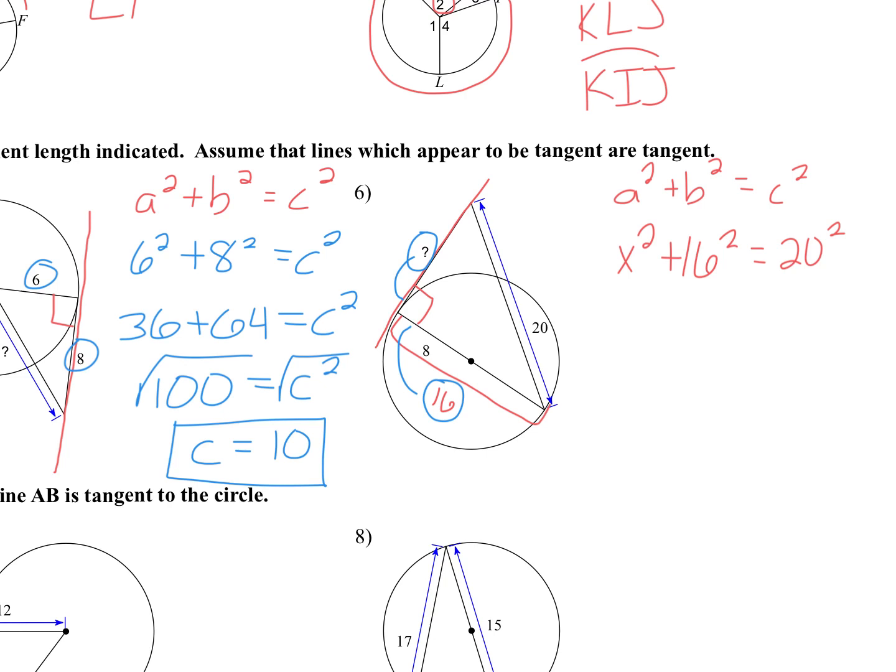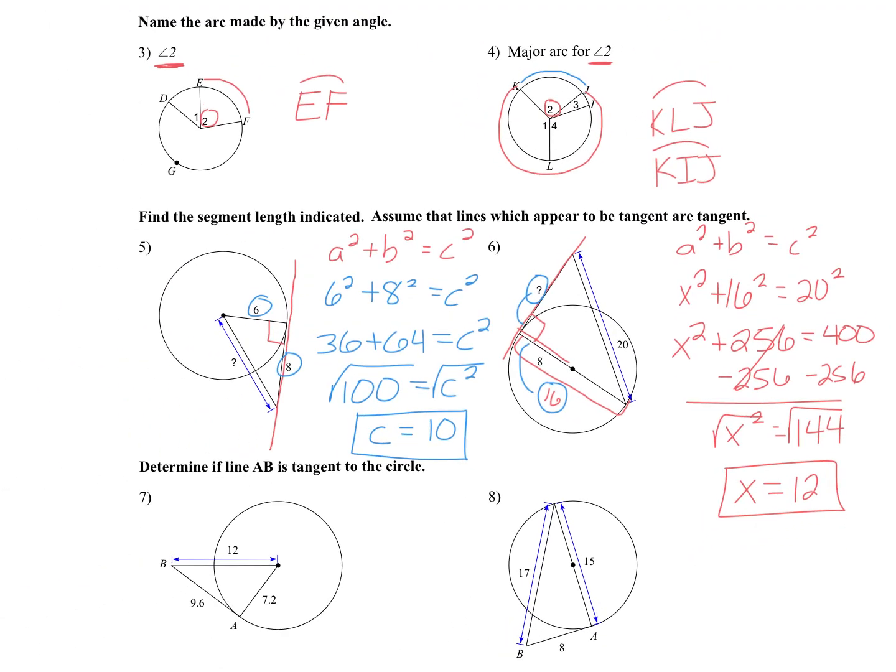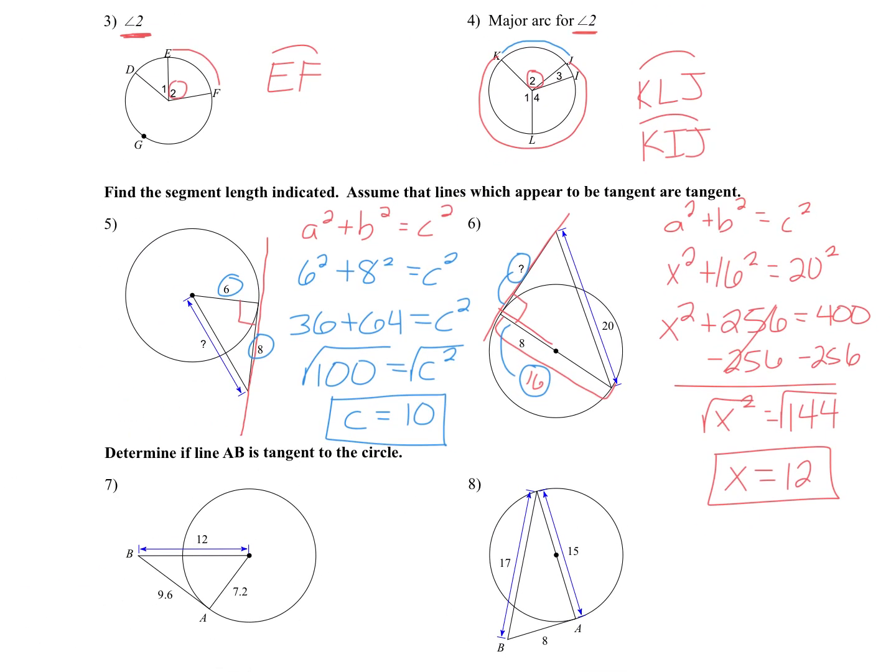Yep. It only gave us half of it here, but we want that whole side length, so I had to double it, okay? Okay, so evaluate: 16 squared is 256, and 20 squared is 400. What do I do next? Subtract 256. So we have x squared equals 144. What's my last step? Take the square root. X equals 12. Good. Okay. Questions on 5 and 6?